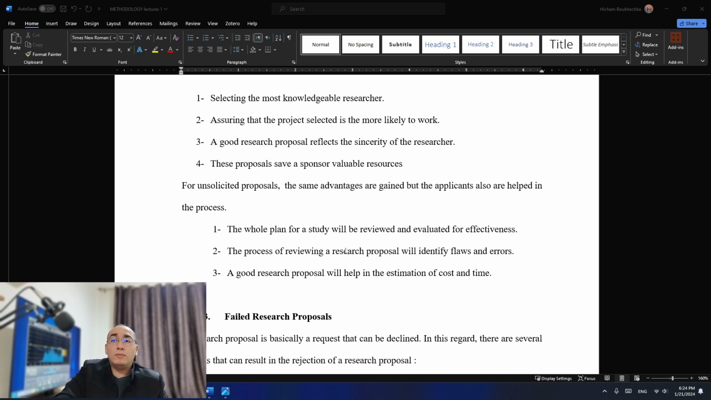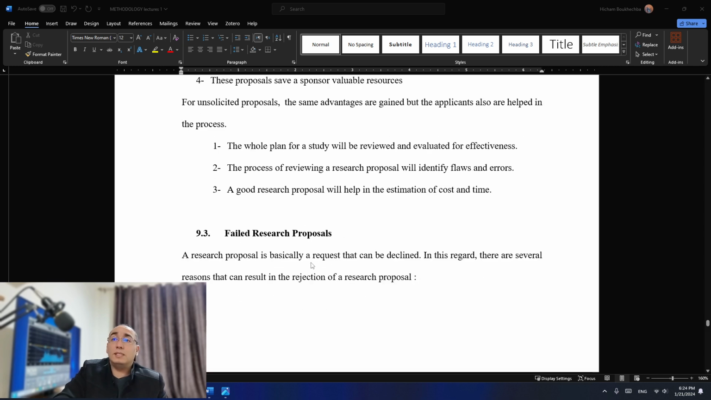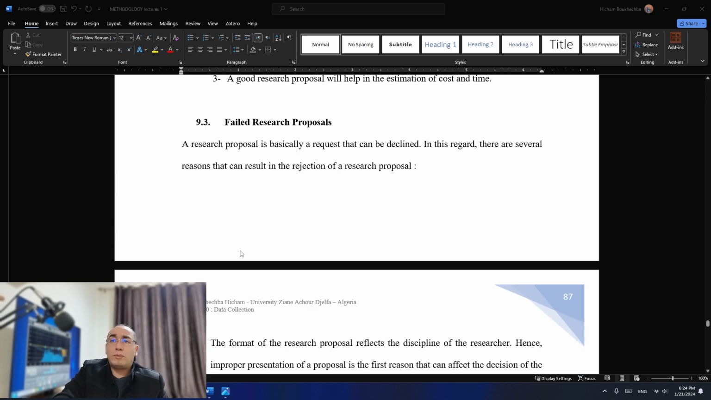The process of reviewing a research proposal will identify flaws and errors. A good research proposal will help in the estimation of cost and time. And this is very, very important. Now, finally, let's talk about why a research proposal can fail.